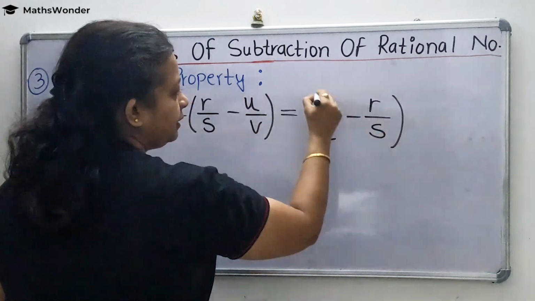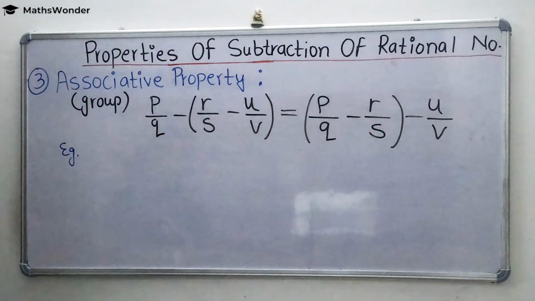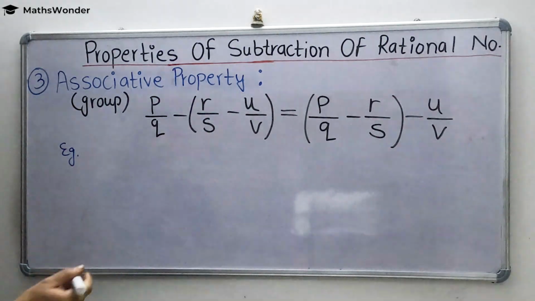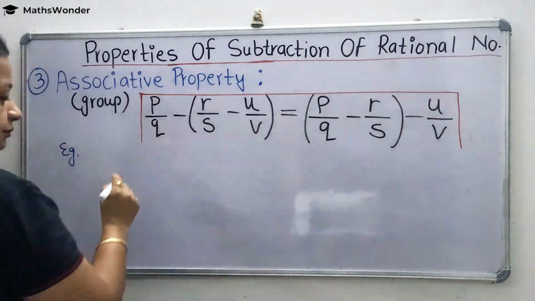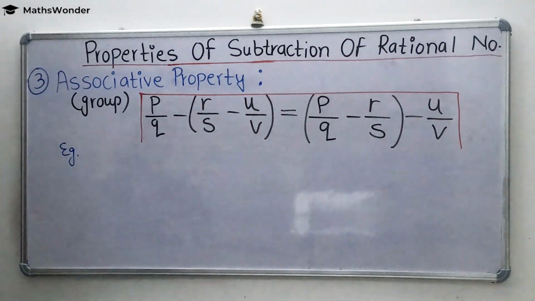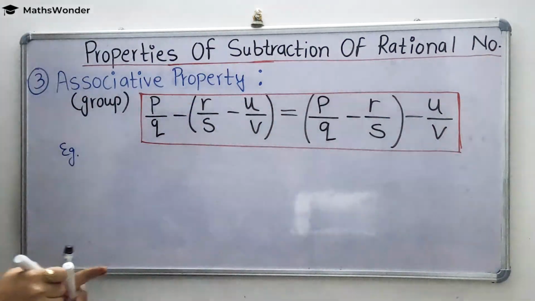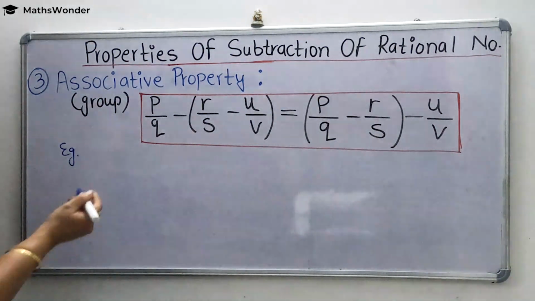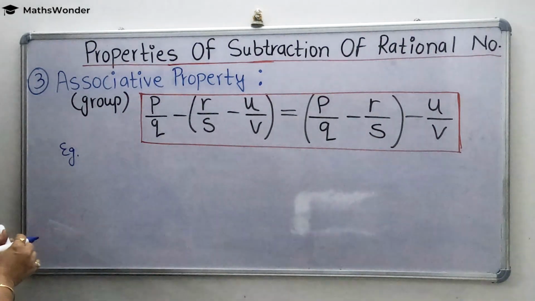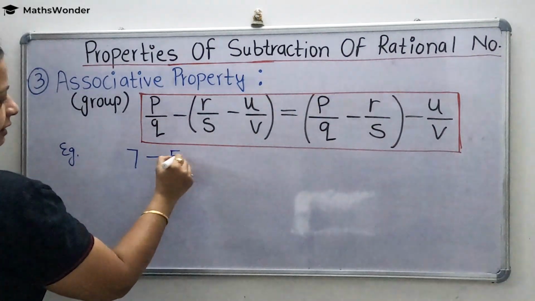And in this property, you change the order in the group. This is the format of the associative property. Now come to the examples. If we take a natural number example, it is 7 minus 5 minus 2.